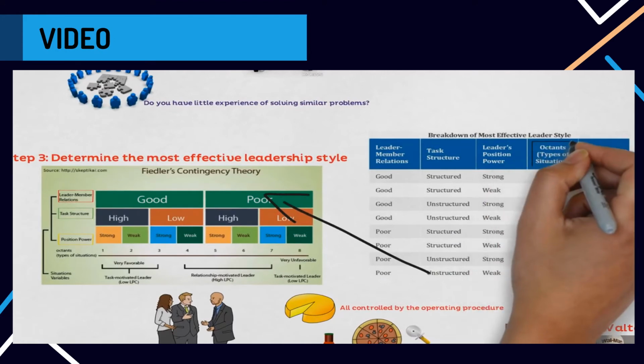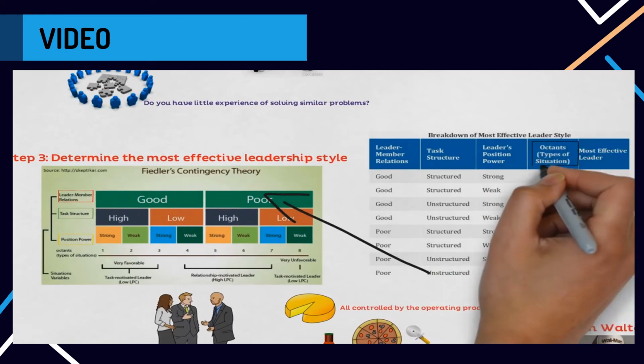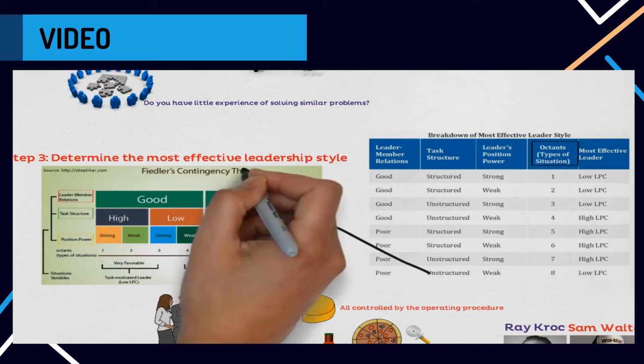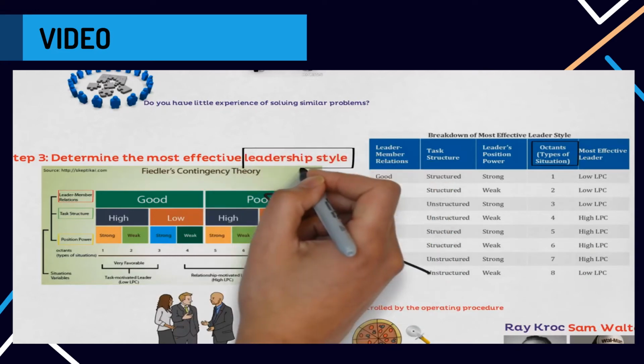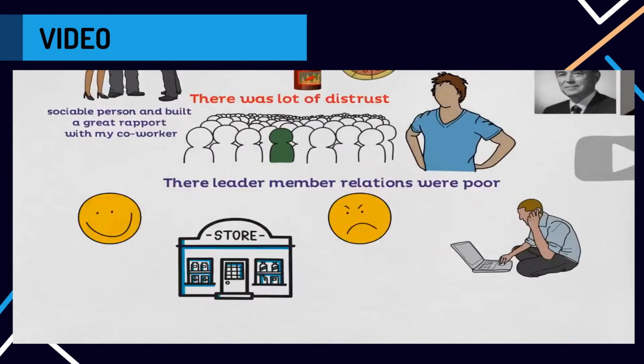Let's look at the correlation between the two charts. The selection of the octant provides you the information on what leadership style is preferred based on your parameters or the type of the situation.